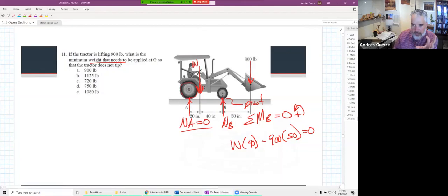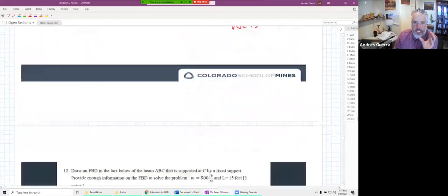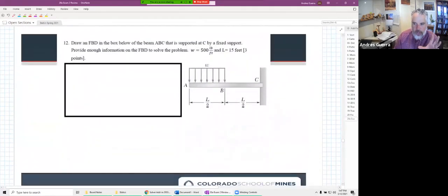So we've got to think about our FBD first. Anytime we're doing equilibrium stuff, we've got to draw those FBDs. In this one, we're asked to draw an FBD of ABC, which is supported at C by a fixed support. It says provide enough information on the FBD to solve the problem, right? We should be able to solve the whole thing without going back to the original problem statement.